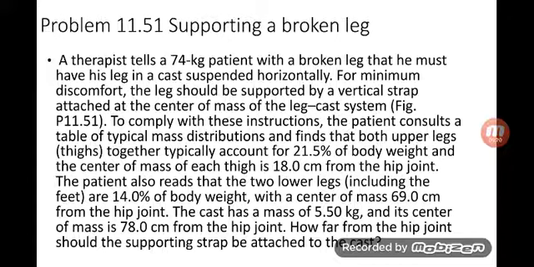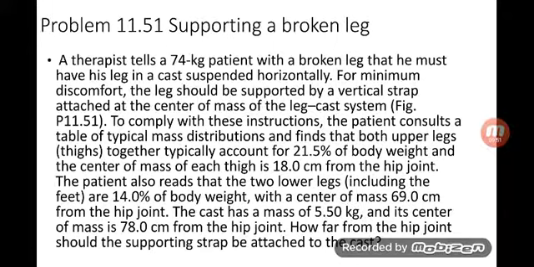To comply with these instructions, the patient consults a table of typical mass distributions. He finds that the upper legs, thighs, together completely account for 21.5% of the body weight, and the center of mass of the thigh is 18.0 centimeters from the hip joint. The patient also reads that the lower legs, including the feet, are 14% of body weight, with a center of mass of 69.0 centimeters from the hip joint. The cast has a mass of 5.50 kg, and its center of mass is 78.0 centimeters from the hip joint. How far from the hip joint should the supporting strap be attached to the cast?